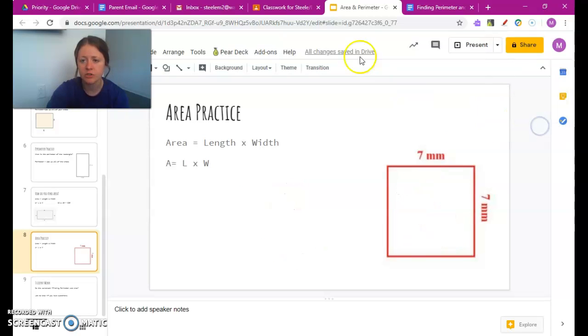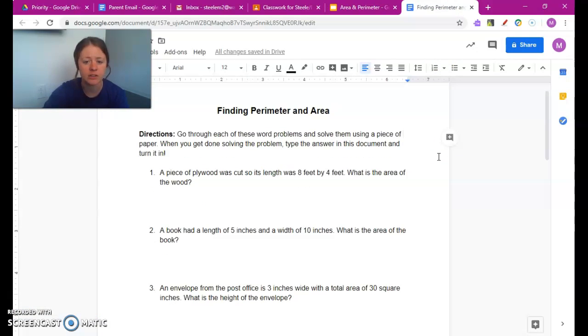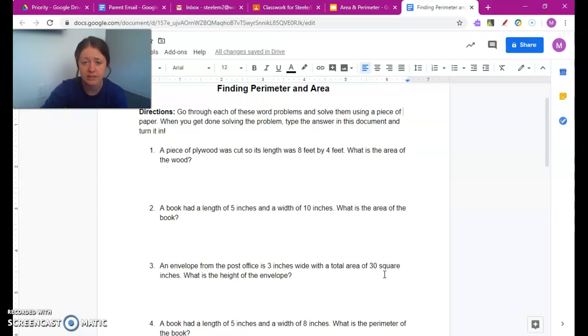For your student work, it says to do the worksheet finding perimeter and area. When you open it up, it'll look like this. It says to go through each of these word problems and solve them using a piece of paper. That's just a recommendation; you don't have to do it that way, but I think it would be easier if you got out a sheet of paper, read the problem, and solved it. Remember, when we solve it, we need to draw a picture and then label that picture. Once you start labeling it, it'll all come together, because as you see on here, I don't have any of those pictures for you. This is how we did it in the classroom. You need to be able to read the story problem, draw your picture, and solve it from there.